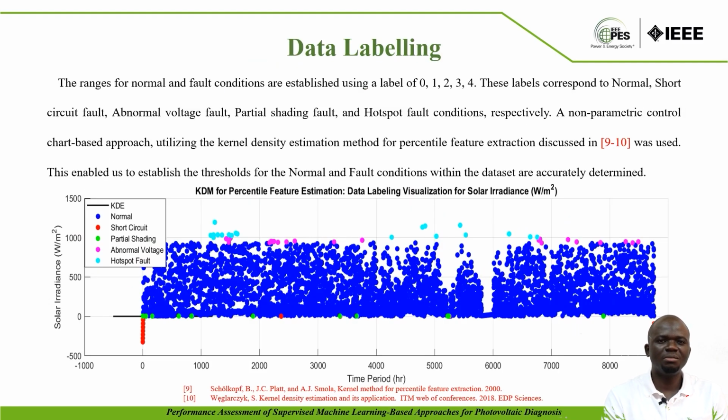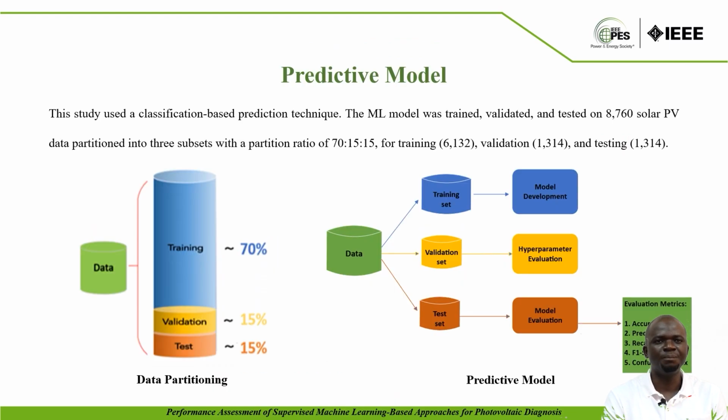The data labeling was performed using the kernel density method for percentile feature estimation, where each anomaly was assigned values from normal to short circuit faults to abnormal voltage, partial shading, and hotspot fault, corresponding to 0, 1, 2, 3, and 4 respectively.